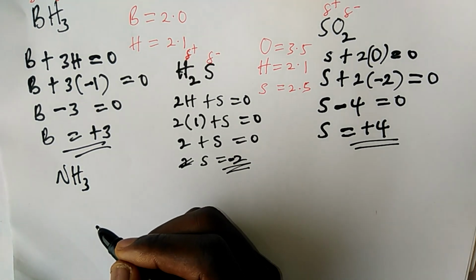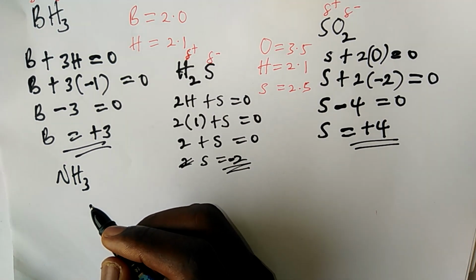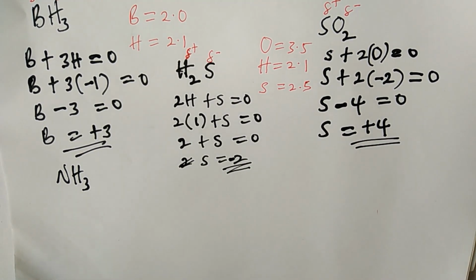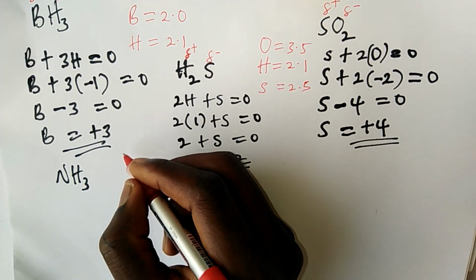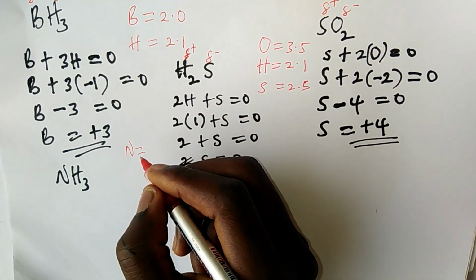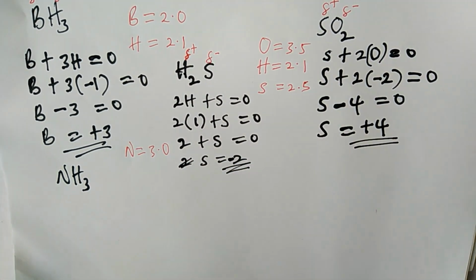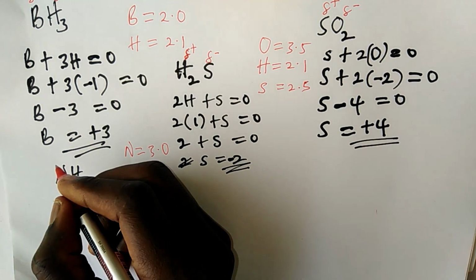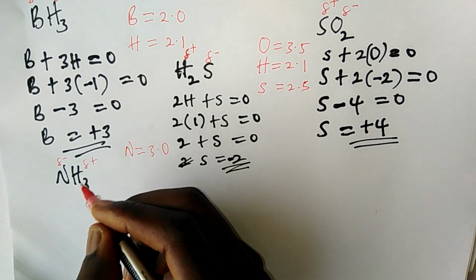Now, what is the oxidation number of nitrogen in ammonia? To calculate the oxidation number of nitrogen in ammonia, we know that hydrogen has an electronegativity value of 2.1, just like we've written here. Now, what about nitrogen? Nitrogen has an electronegativity value of 3.0. Therefore, nitrogen is 3.0 and hydrogen is 2.1. Nitrogen is partially negative, while hydrogen is partially positive, right?